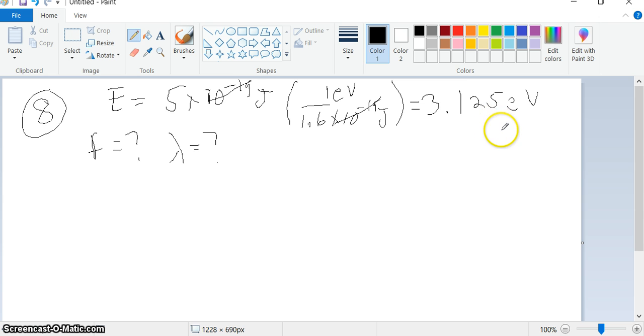3.125 electron volts. All right, so the basic idea is you shine some light on a piece of metal, right?